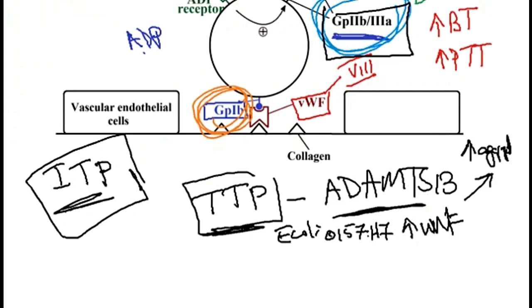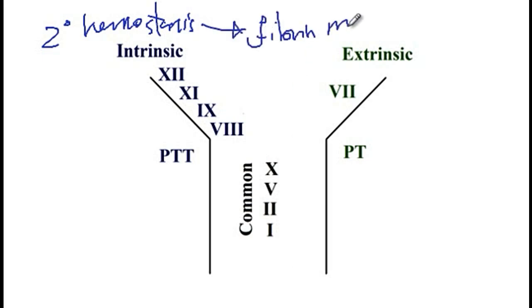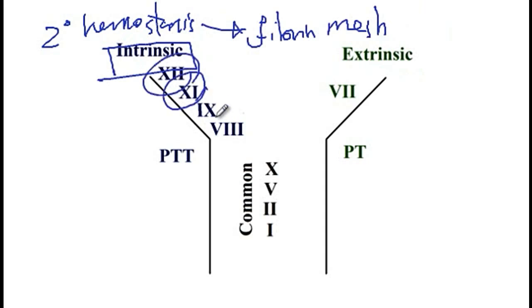Now I mentioned that there is also secondary hemostasis, and this is through the coagulation cascade, and the whole purpose of the secondary hemostasis is to cause formation of a fibrin mesh which will stabilize the platelet clot that has been formed earlier. So there are 2 different pathways that can lead to the activation of the thrombin and the formation of fibrin. It's called the intrinsic, which acts via the factor 12, 11, 9, and 8, and then the extrinsic pathway, which acts via the factor 7.